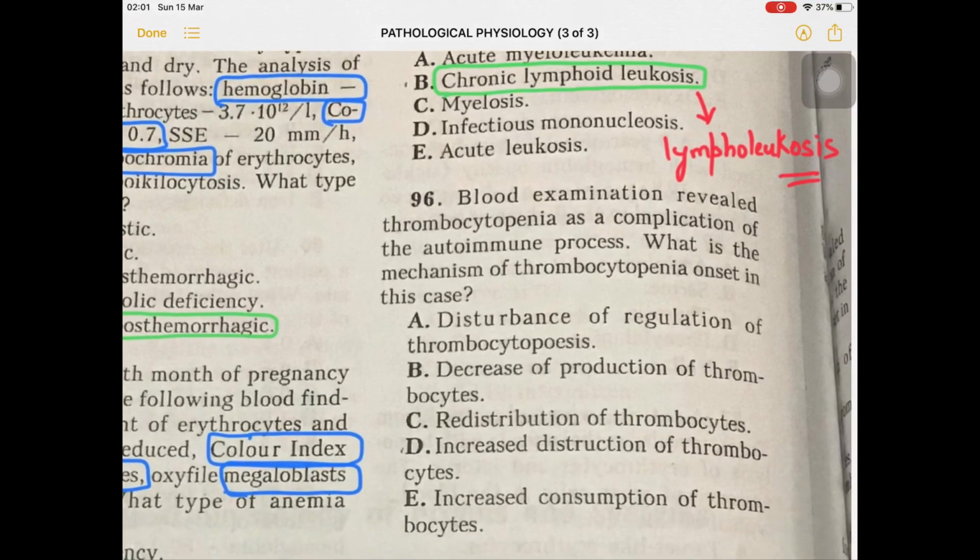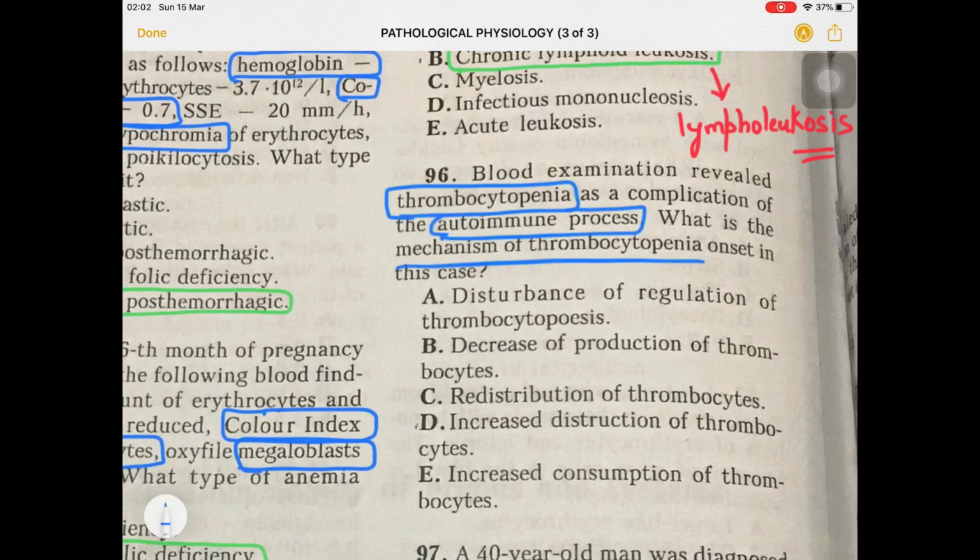Okay, moving further, let's see question number 96. Autoimmune process means antibodies are forming inside your blood circulation and acting against the thrombocytes. They were saying thrombocytopenia, autoimmune process. So antibodies will try to kill the thrombocytes, which will lead to thrombocyte destruction. So it's a simple case of increased destruction of thrombocytes, right?